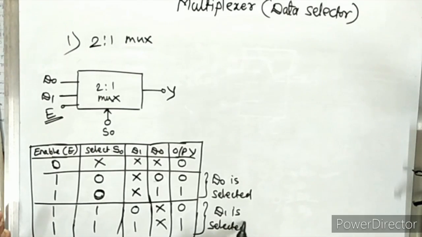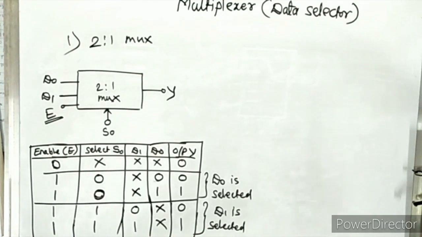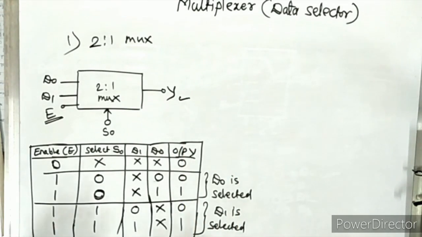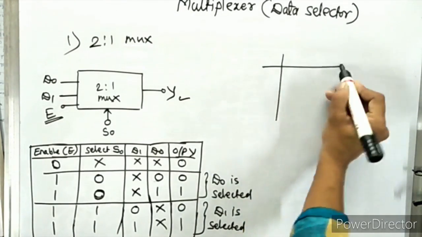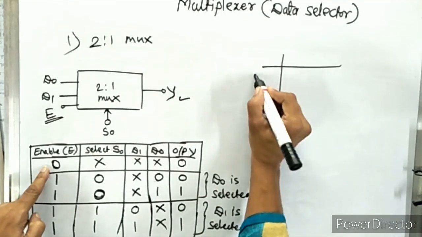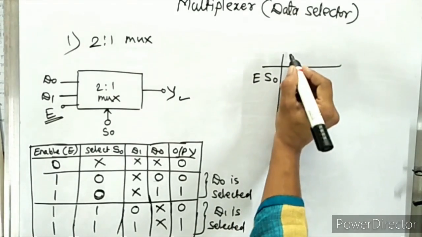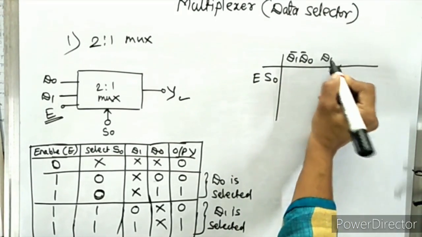So in this way we can select a particular input using this select line, and whatever data is available at that input will appear at the output Y. So this is the truth table. So now draw the K-map. So here we have inputs E and S0, then D1 and D0. 4 inputs are there.